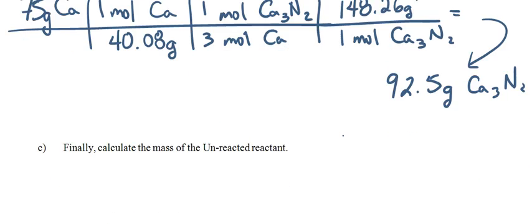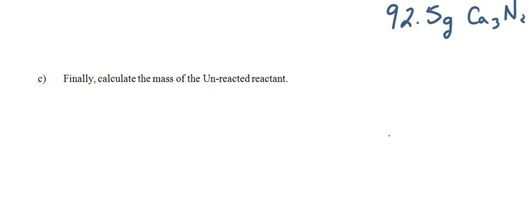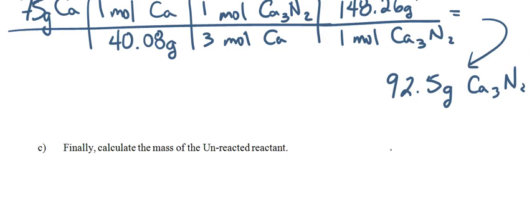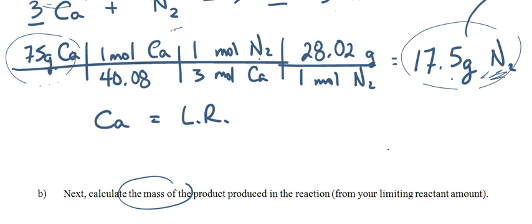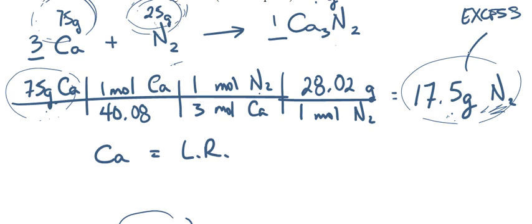All right. Part C. Finally, calculate the mass of the unreacted reactant. All right, so luckily we did our calculation with the limiting reactant that we started with. We know that the nitrogen is our excess, and we know how much of the excess that we actually used, which is pretty cool, okay? So we don't have to do this step again.